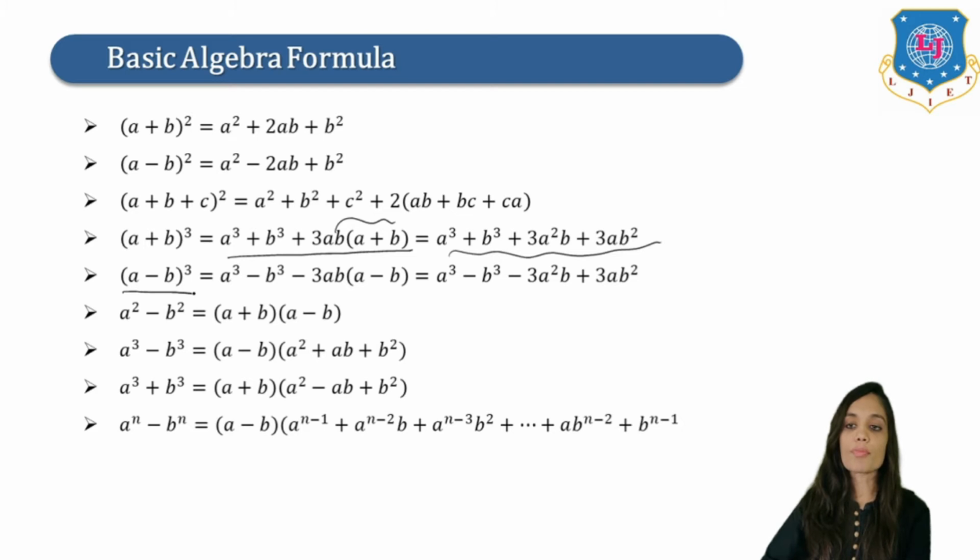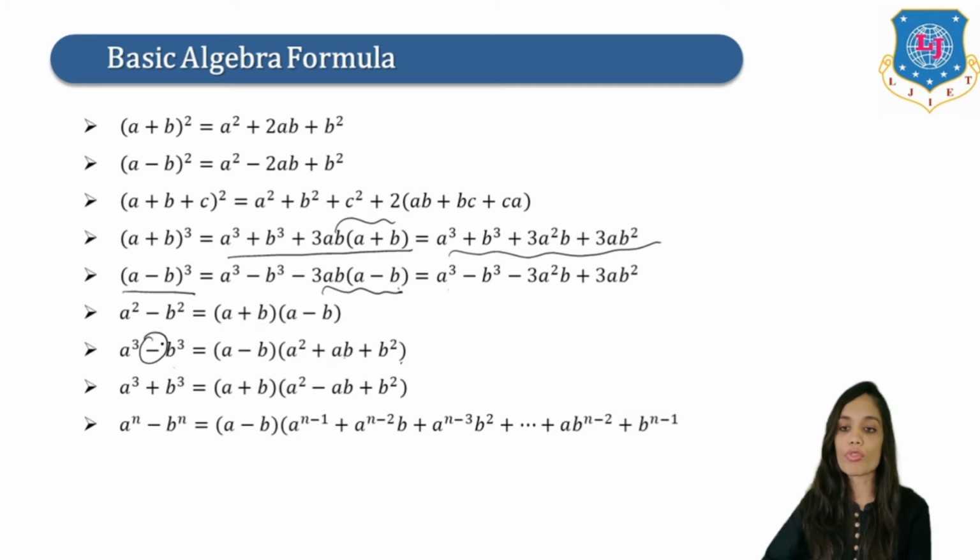Similarly, a minus b whole cube is a cube minus b cube minus 3ab times a minus b. Now open the bracket, so you will have a cube minus b cube minus 3a square b plus 3ab square. Now we all remember this formula, that is a square minus b square will be equal to a plus b, a minus b. a cube minus b cube will be equal to what? a minus b, a square plus ab plus b square.